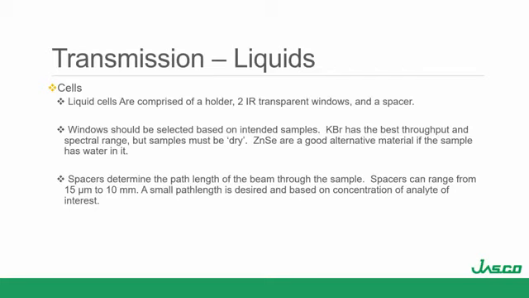The smallest path length you can do is desired, and you just choose the path length based on the concentration of the analyte that you're interested in. Usually you have several, and it becomes trial and error to find which one you need to run your samples.